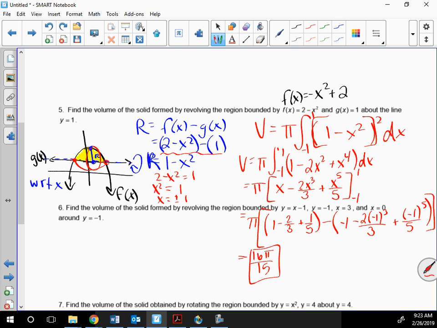So once again, it's the same idea. We don't have a gap. It's just our axis of revolution is meeting where we are, so we just take that into consideration for our radius. Okay, any questions about that? All right. So we're going to take a look at number 9.